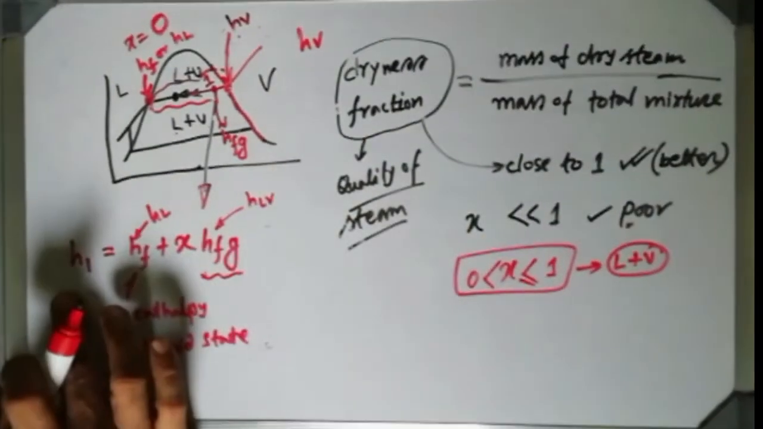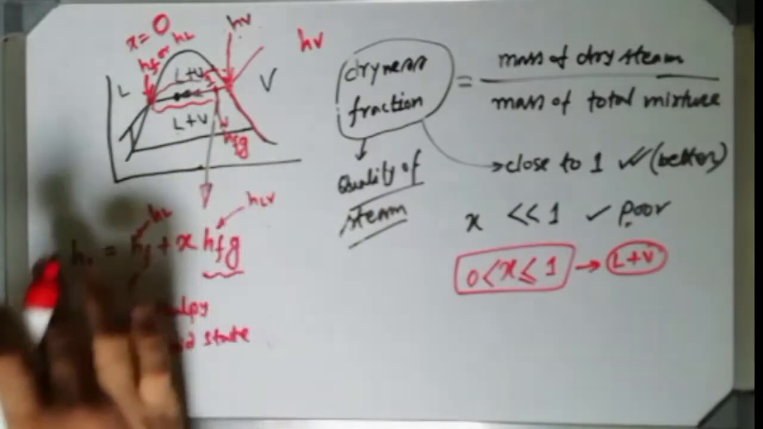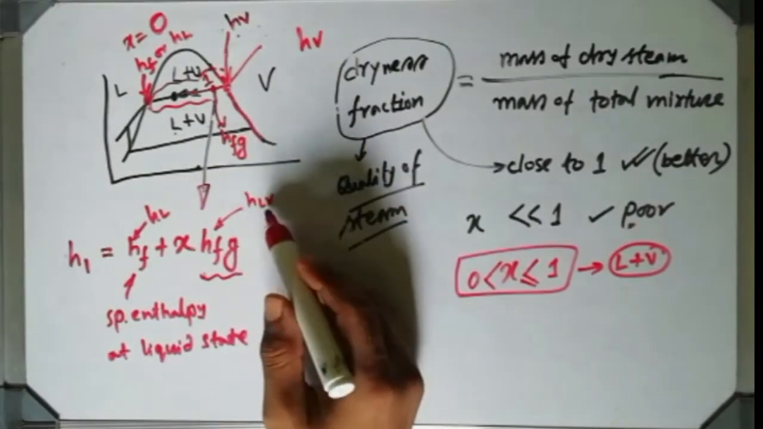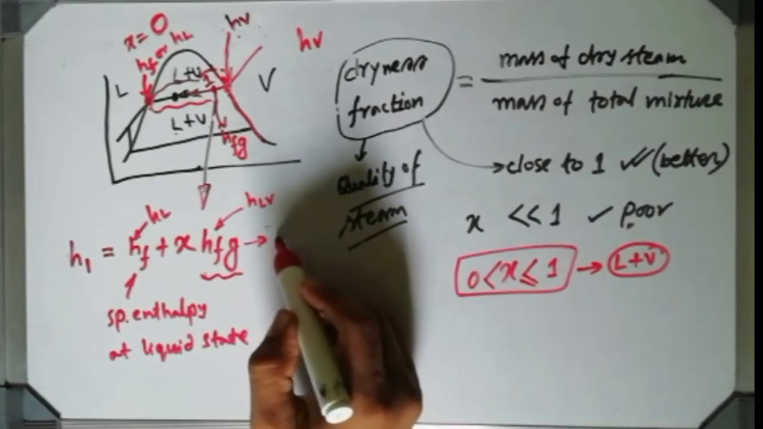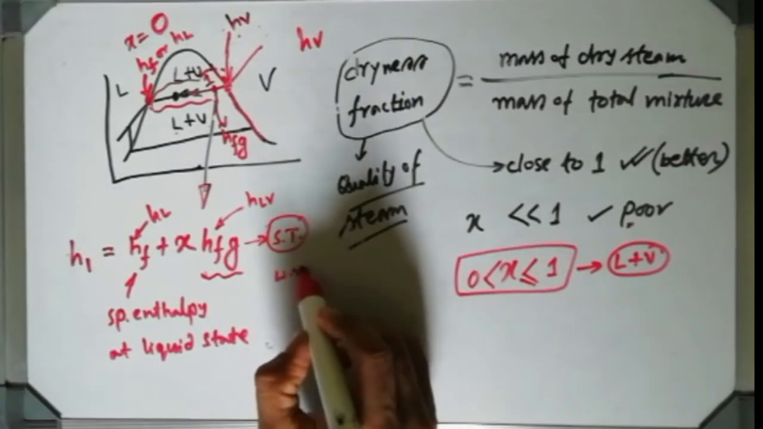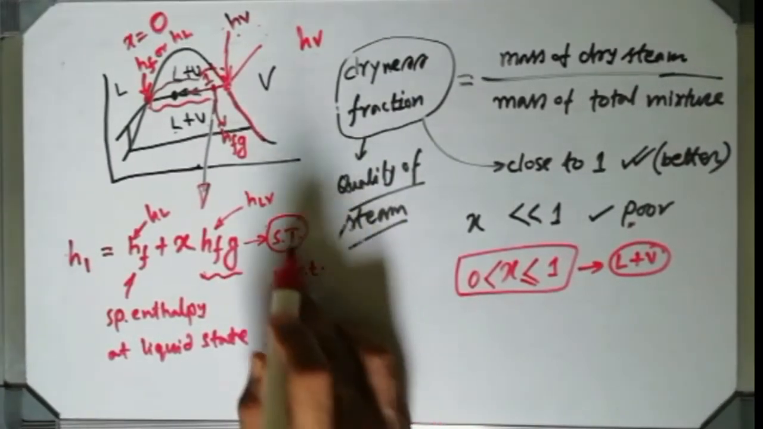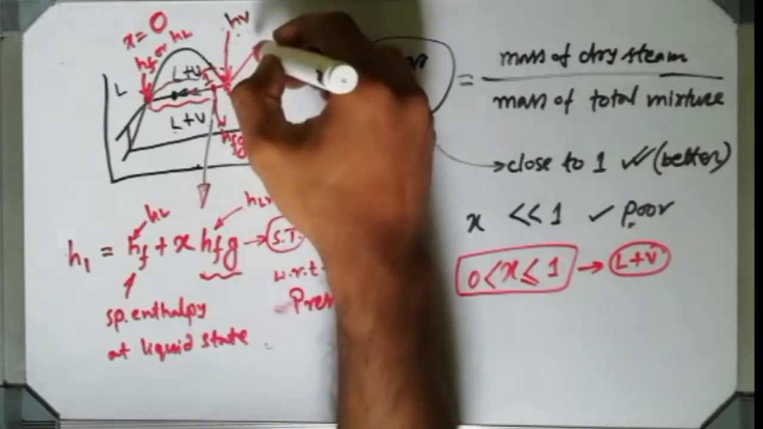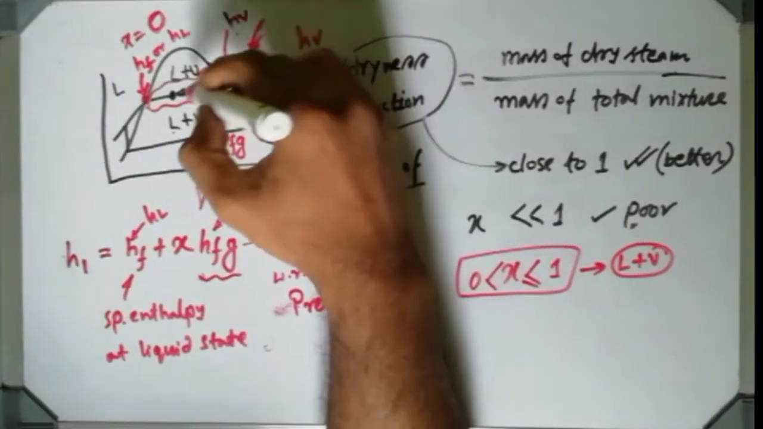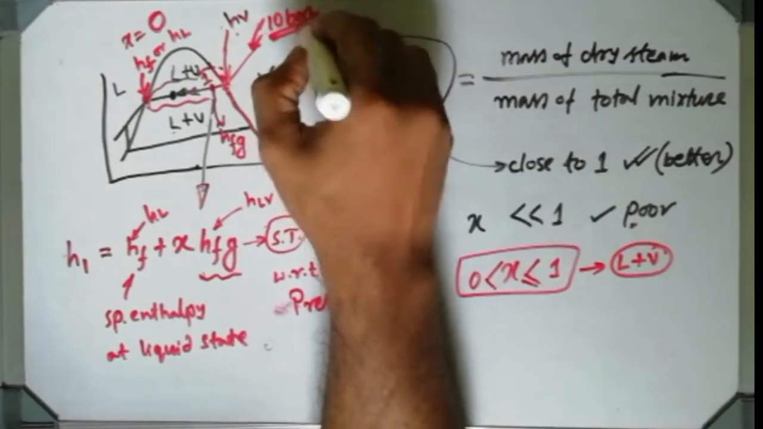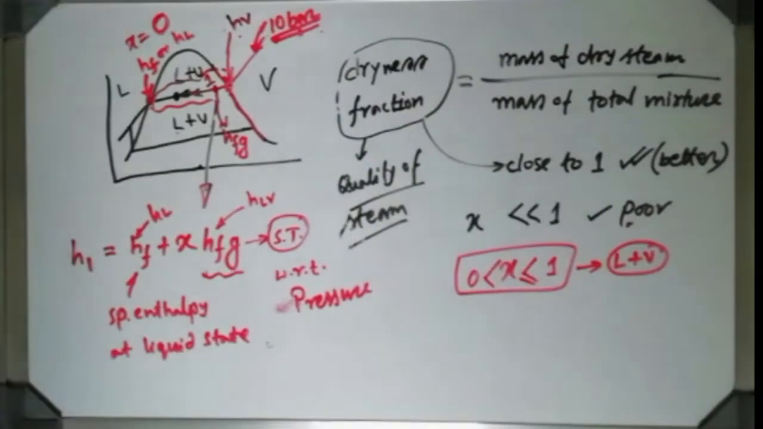To find the enthalpy value at point 1, you have to use this kind of expression. This HF value or HL value, similarly HFG value or HLV value, can be found from the steam table, ST, with respect to some pressure value. Pressure will be given. Suppose this is the boiler pressure, given as 10 bar. That kind of data will be given in the problem. It will be written like that: boiler pressure is 10 bar.